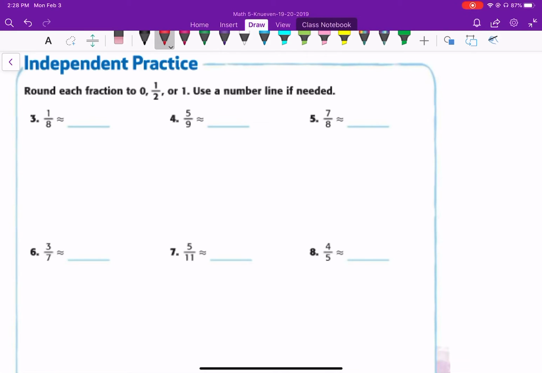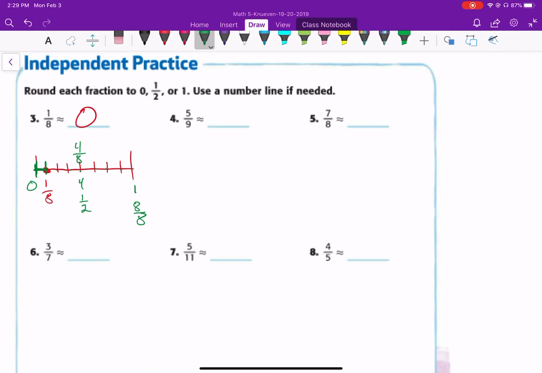So number 3, 1/8 would be about 0, because 1/8, if I had to use a number line, 1, 2, 3, 4, 5, 6, 7, and let's bring this down just to make it all nice and even. So 1/8 would fit right here, and so it would be closer to 0, where this would be 1, 2, 3, 4. 4/8 would be half, and 5, 6, 7, 8, that'd be a whole, because it'd be 8/8. So I am closer to being at 0, because it's only 1/8 away.